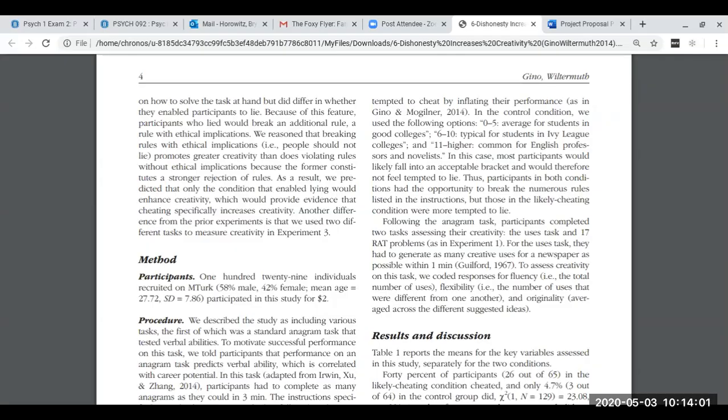This is another way that I'm trying to tell you that you can change the whole sort of basis of the experiment but still keep it within the framework of the seed article. I just need to know how you got from this article to what you're proposing to do.